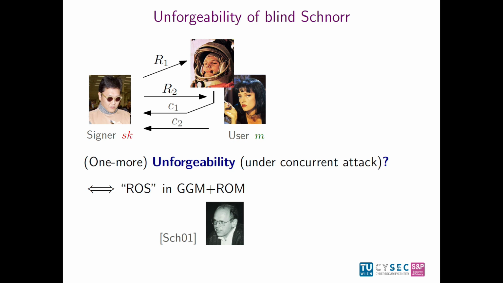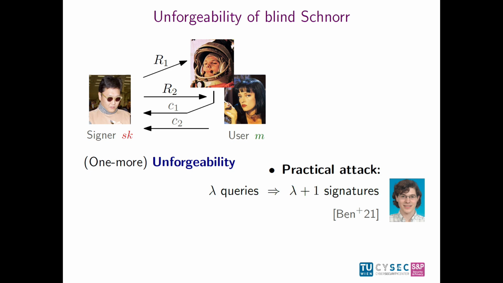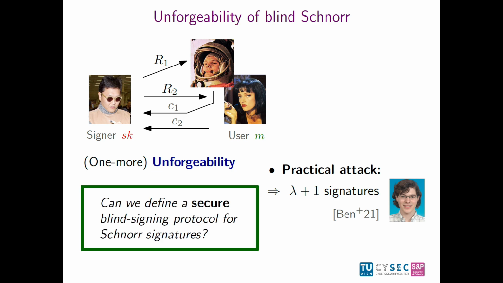He actually showed an equivalence, because if ROS was easy, then there was an attack against the scheme. And then much later, unfortunately, it turns out that ROS is not that hard and the scheme is not concurrently secure. This was shown by Benhamouda et al., who actually give a practical attack where the adversary starts lambda concurrent signing sessions and then can derive lambda + 1 signatures. Okay, so the open question that remains is, can we define a secure blind signing protocol for Schnorr signatures?